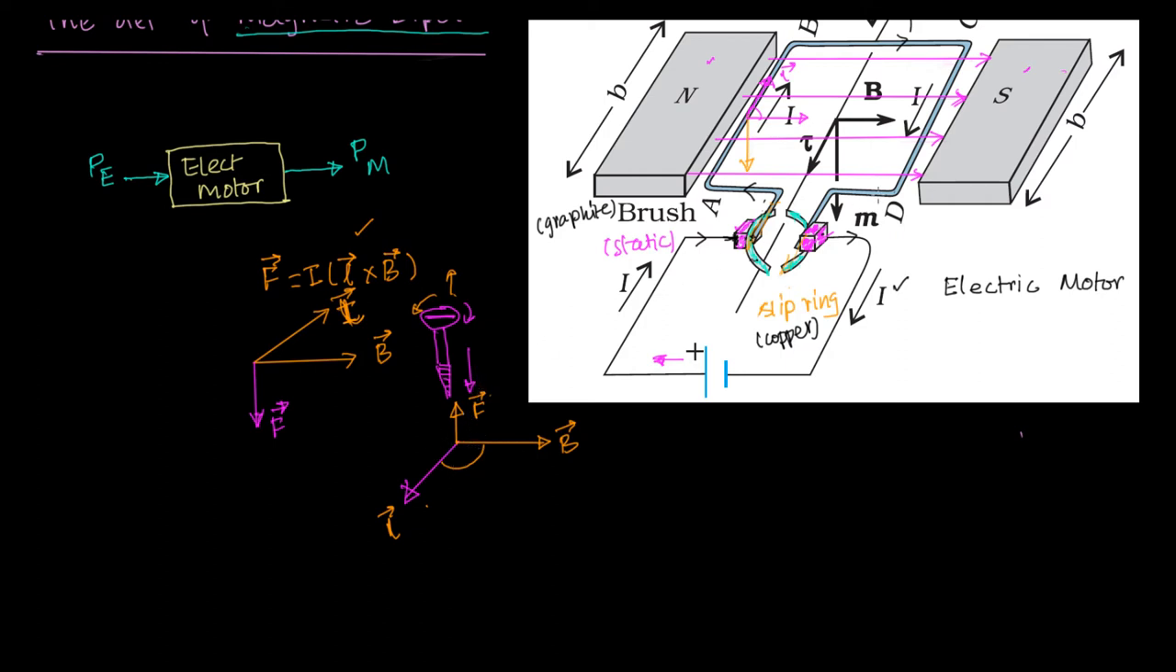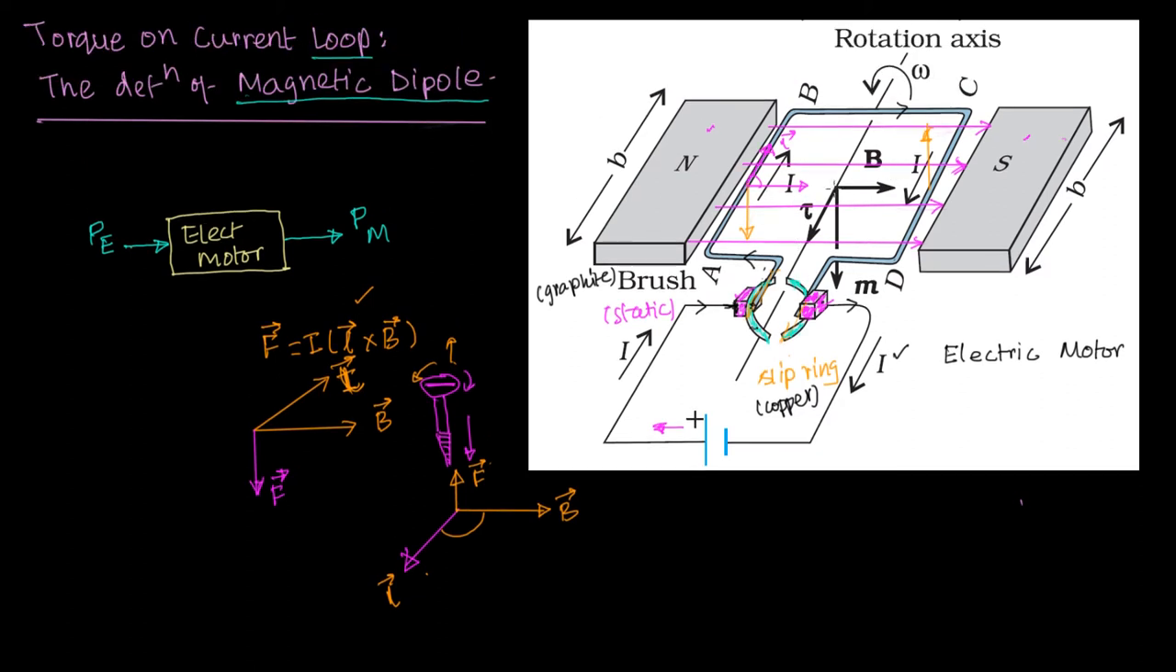Fine. So the force here is upwards. So here the force is downwards. Here the force is upwards, right? Now what happens? These two forces are equal. So the net force on this loop is zero. So its center of mass will not move translationally. There will be no translational linear movement of this. But since the line of action of the force does not pass through the axis, it will start rotating. This is the rotation axis that is shown here.